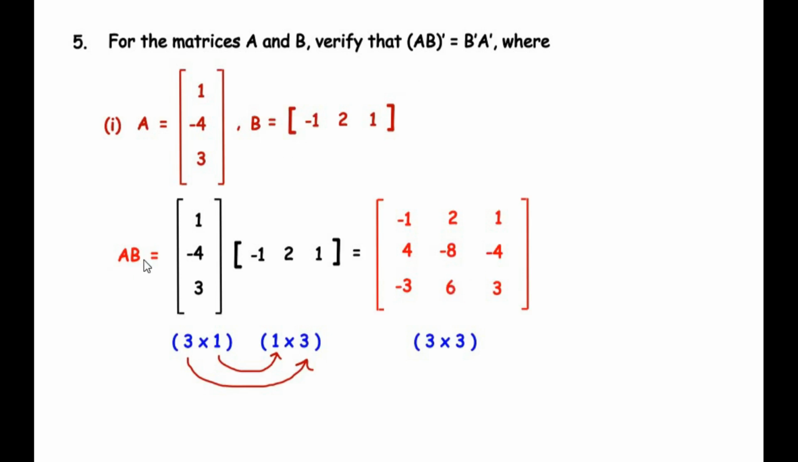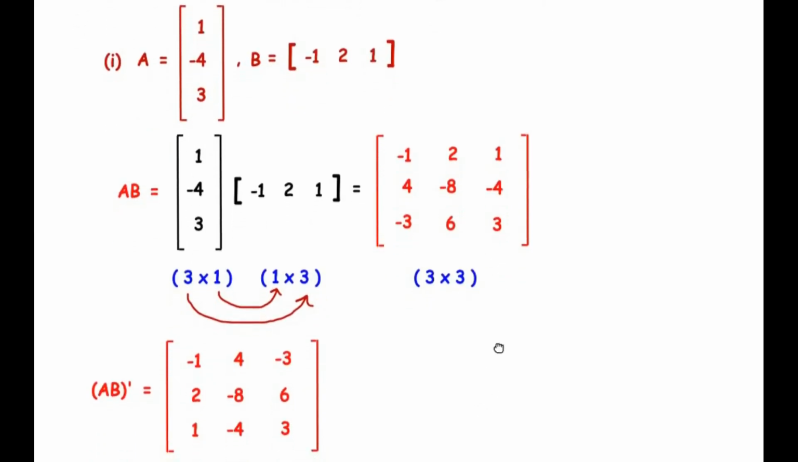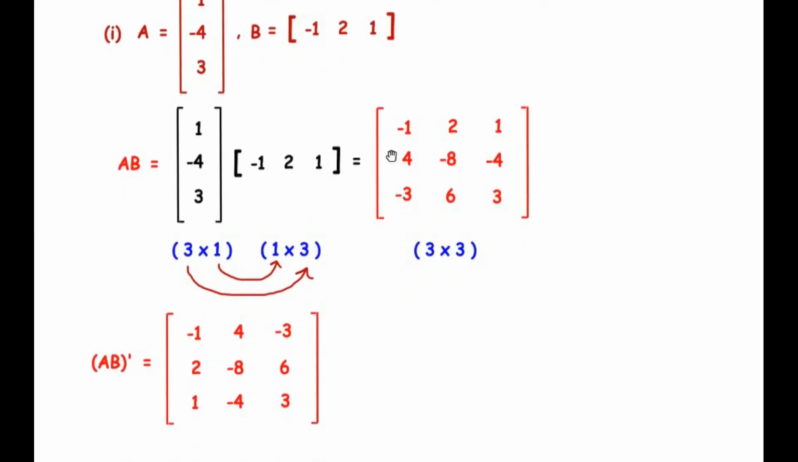Now once we have got A times B, we have to find its transpose. So here we have taken the transpose, that is the first column of AB has become the first row of AB transpose, second column becomes second row, and third column becomes third row.